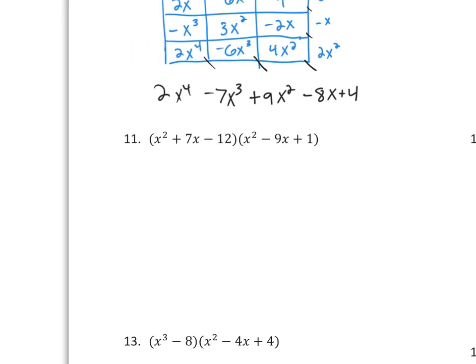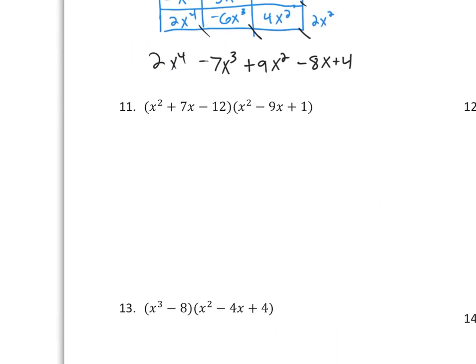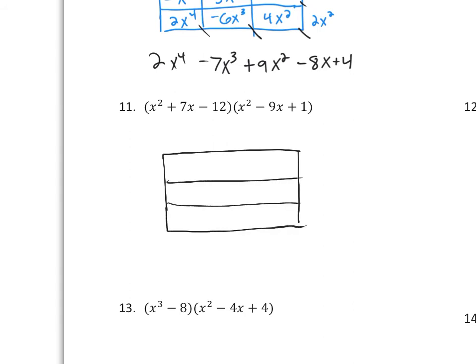Moving on to number 11. x squared plus 7x minus 12 times x squared minus 9x plus 1. The multiplication problem, 3 terms each. They're both trinomials because there are 3 terms each. So I need a box where I can have 3 rows and 3 columns. x squared, 7x, negative 12, x squared, negative 9x, and 1.